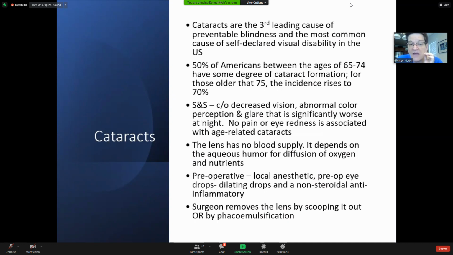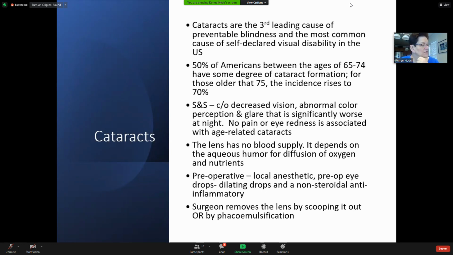Signs and symptoms of cataracts are decreased vision, abnormal color perception, and one of the things is difficulty seeing at night. So driving, you may see halos around lights, and car lights may cause a significant amount of glare. Typically, it's not a painful condition. You don't get redness of the eye.